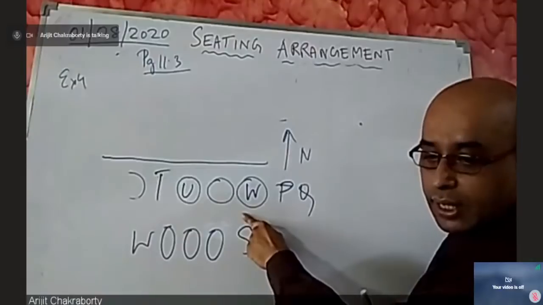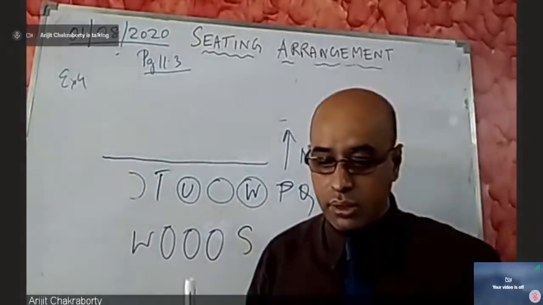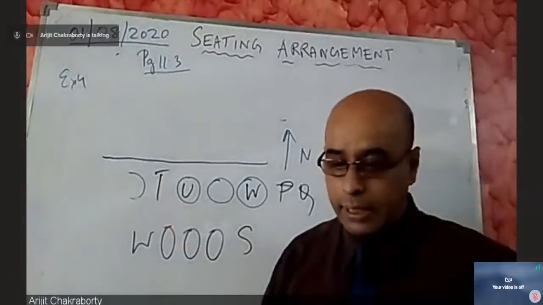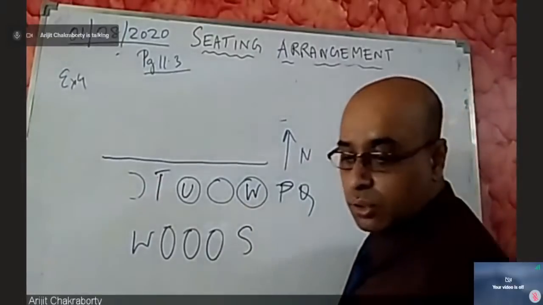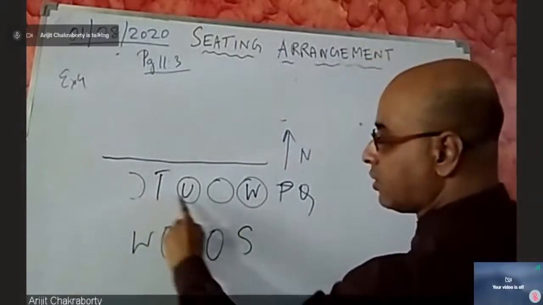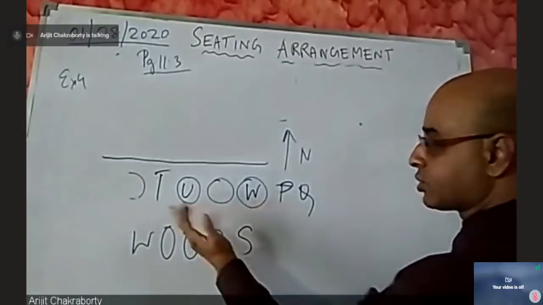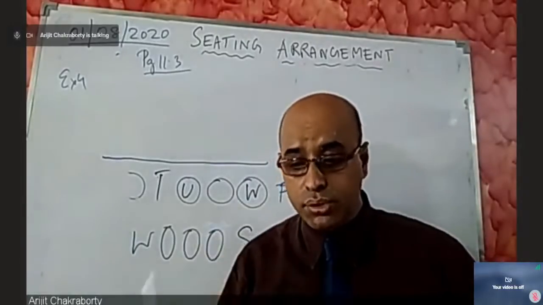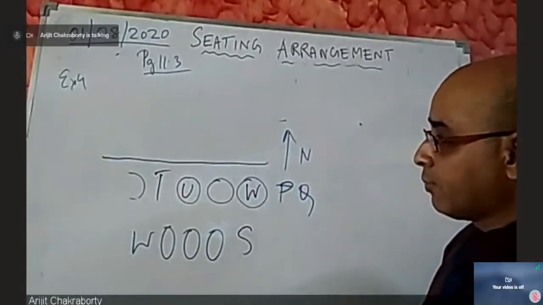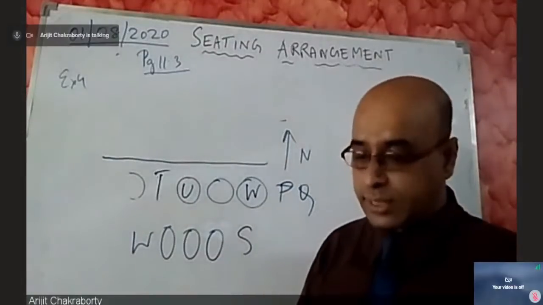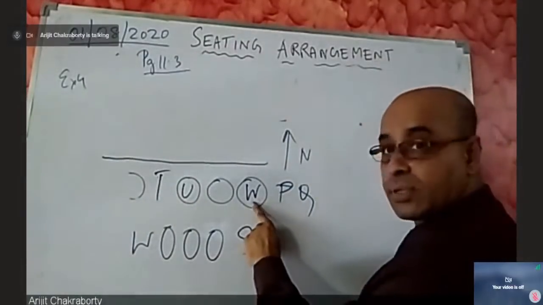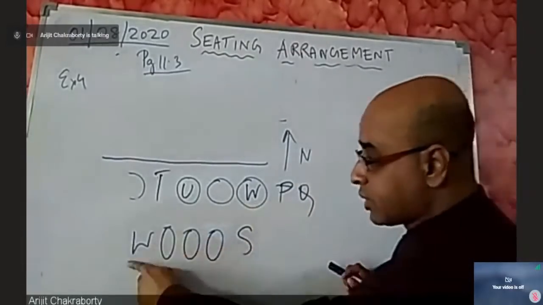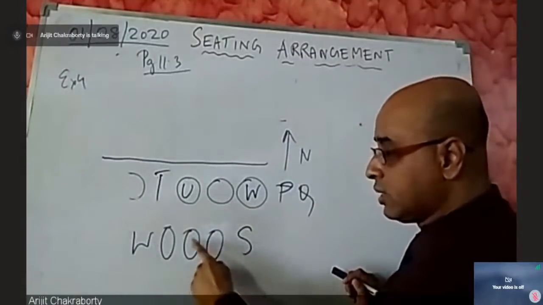W is here. And now we are trying to find out whether this combination is doing fine. Let's see once again. P is 4th to the right of T. T is here, 1, 2, 3, 4. First condition satisfied. Second condition, W is 4th to the left of S. If S is here, 1, 2, 3, 4.